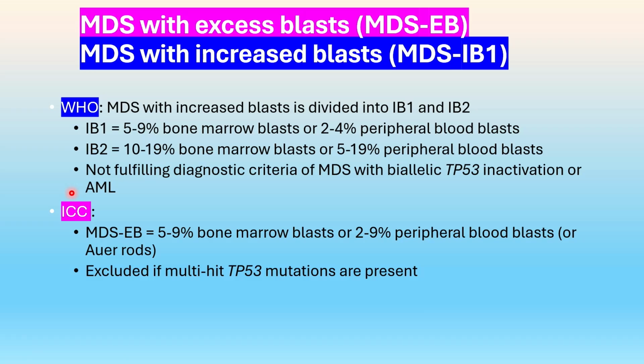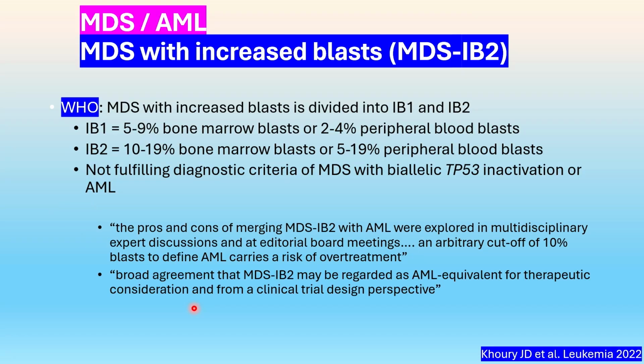So as far as MDS with increased blasts, we have to change the terminology. It's so confusing. So the ICC is excess blasts, the WHO is increased blasts, but I think the main point here is that the WHO has 2 categories, but the ICC only has 1. And this is the explanation that the members of the WHO have put together in their seminal paper in Leukemia, and it's also in the actual book.